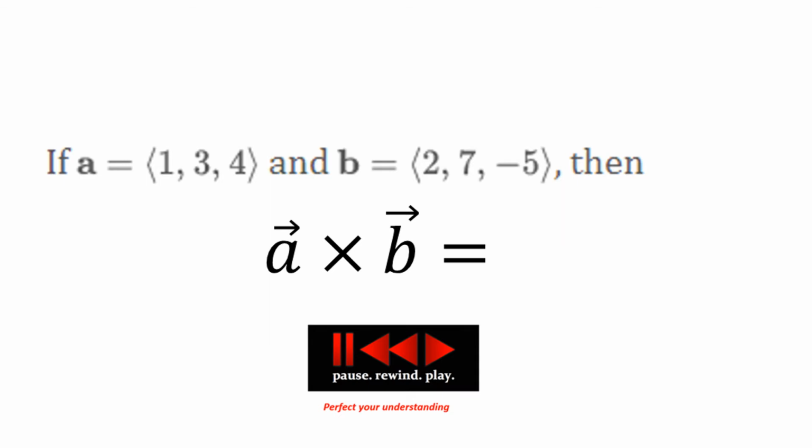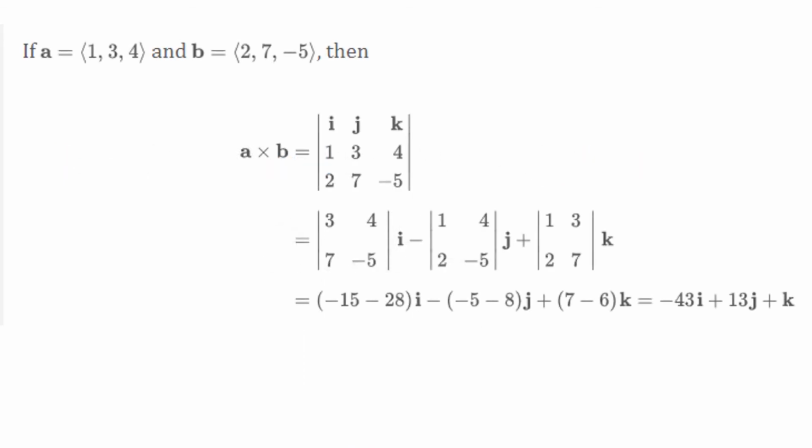Okay, so if A equals pointing bracket 1, 3, 4, and B equals pointing bracket 2, 7, minus 5, then what is vector A cross vector B? You know what to do. Let's see how you did. Okay, so for those of you who did this calculation correctly and got that this is pointing bracket minus 43, 13, and 1, congratulations. If not, find out what you did wrong and move on from there.